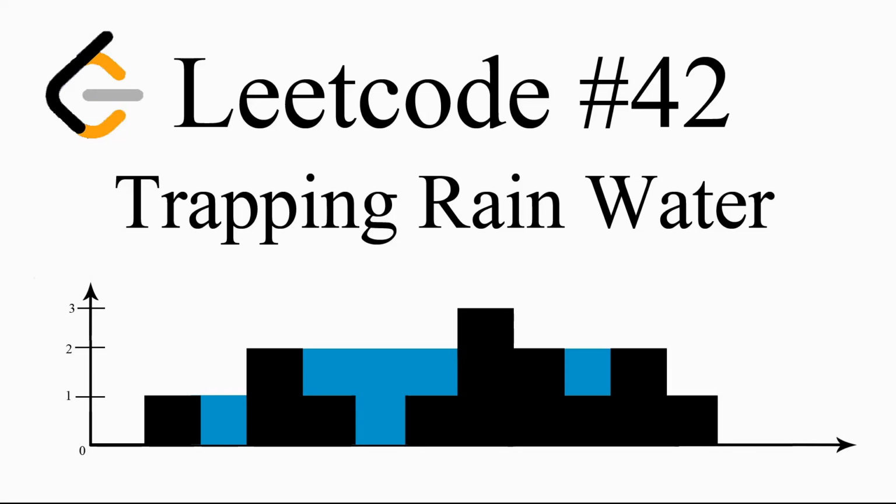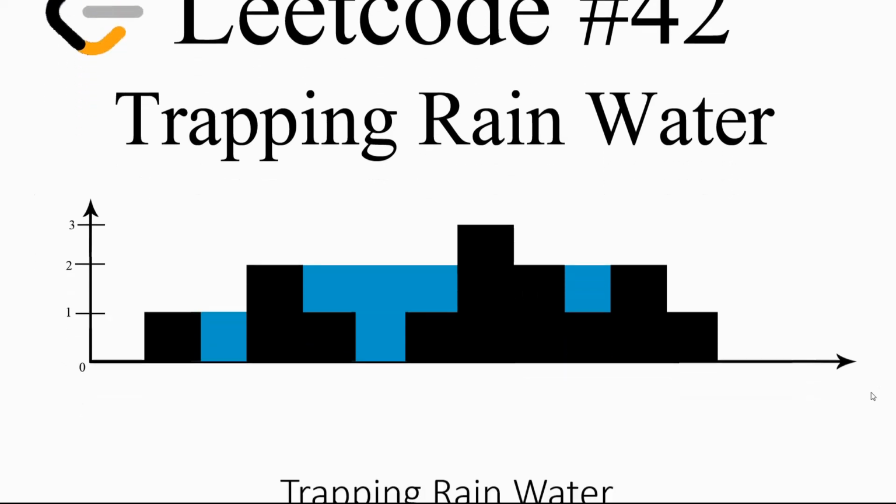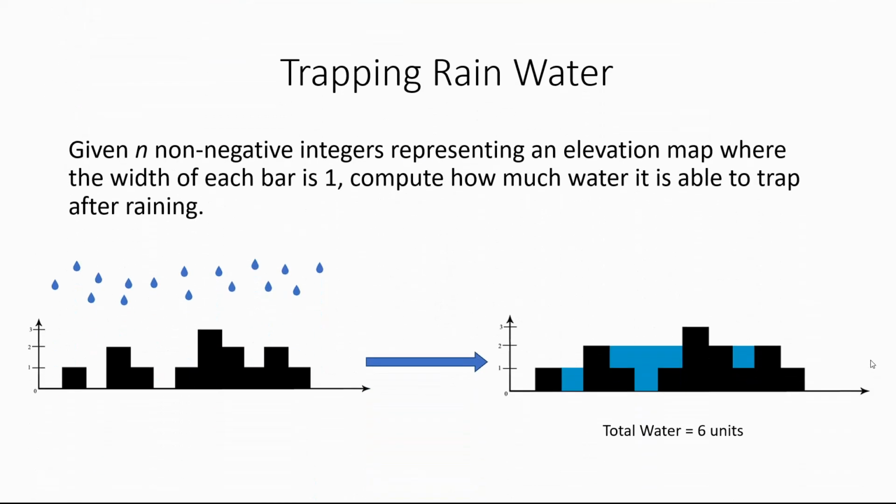In this video, I'll be talking about Leetcode problem number 42, which is called trapping rainwater. First of all, let's see what the problem is. The problem statement is given as such. Given n non-negative integers representing an elevation map where the width of each bar is 1, compute how much water it is able to trap after raining.